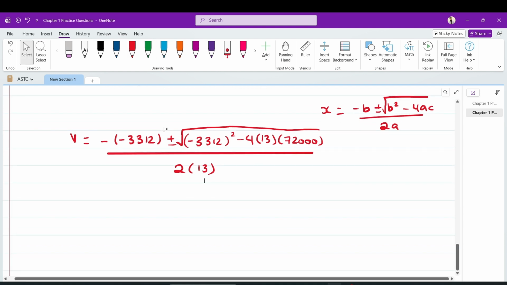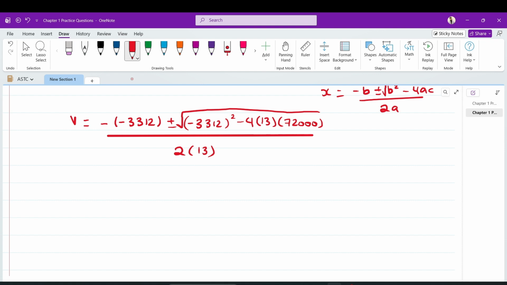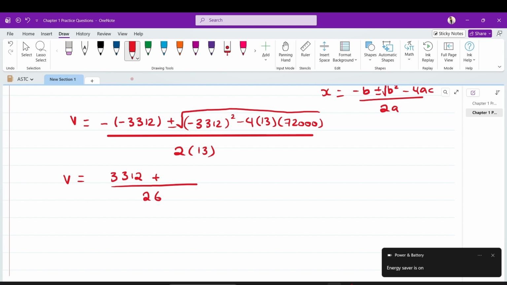Now, usually the students have a little bit of concern about how much working we are supposed to show. Like, is this much enough and then just plug everything in the calculator? I would say no, you need to show one more step before you put everything in the calculator. That one more step should be: this becomes 3312 plus, over 2 times 13, that is 26, right? Now, whatever answer you get from the square root, just write that down. So let me write this down: 3312 whole squared minus 4 times 13 times 72,000.